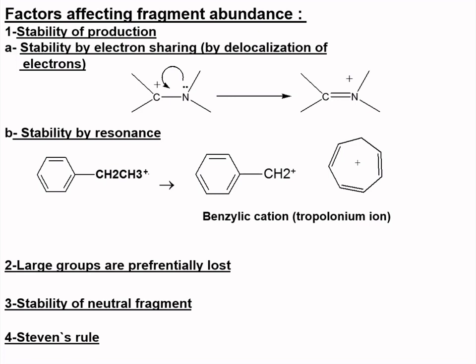Stability by resonance is also observed for aromatic compounds, which have the potential of forming the benzylic cation, because the benzylic cation is stabilized by resonance and formation of an average structure called the tropylium cation.